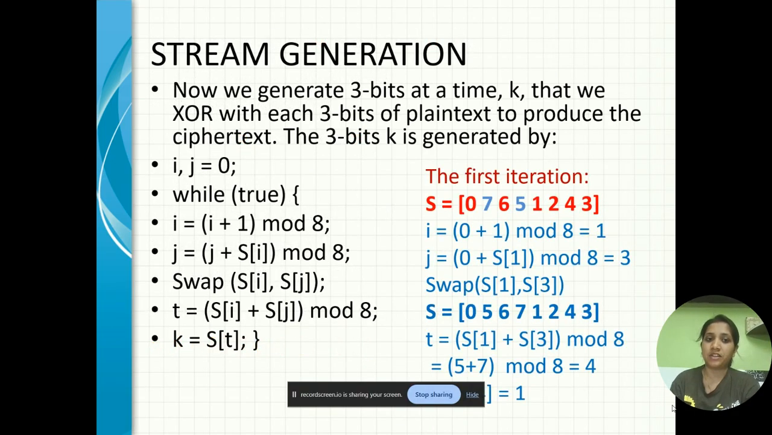Now, stream generation. We generate 3 bits at a time of K that we XOR with each 3 bits of plain text to produce the ciphertext. The 3 bits of K are generated by i and j equal to 0. While true: i equals (i plus 1) mod 8, j equals (j plus S[i]) mod 8, swap S[i] and S[j], T equals (S[i] plus S[j]) mod 8, and K equals S[T]. So the first iteration will swap 7 and 5.